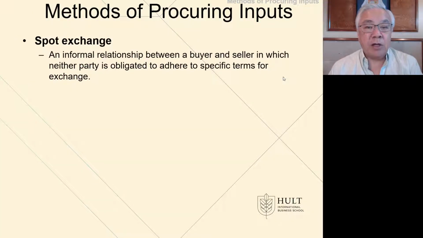Let's look a little bit more closely at each of the three. First, a spot contract is defined as an informal relationship between a buyer and seller for which neither party is obligated to adhere to specific terms of the exchange. That's a lot of words to mean you have choices, as do the sellers, and you're going into the marketplace and just acquiring it if the price is acceptable to you. And that's it. It's potentially just a one-time transaction.